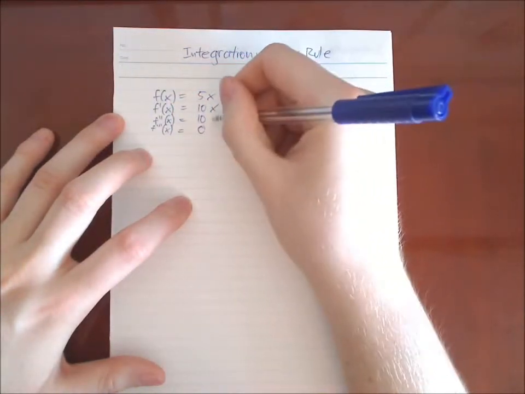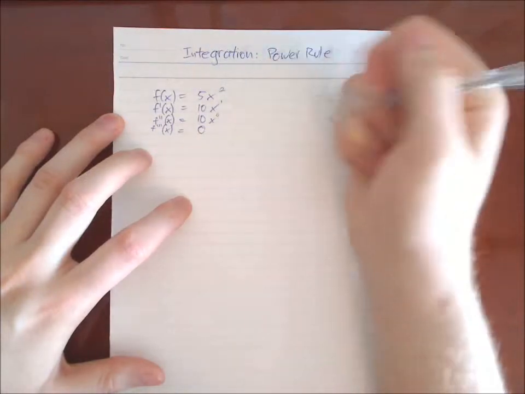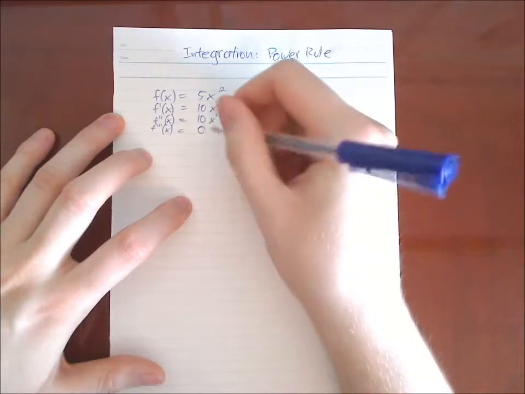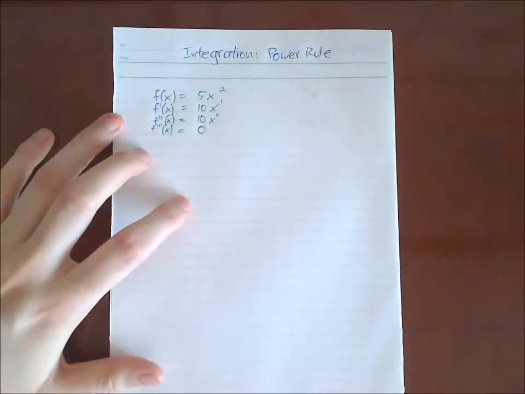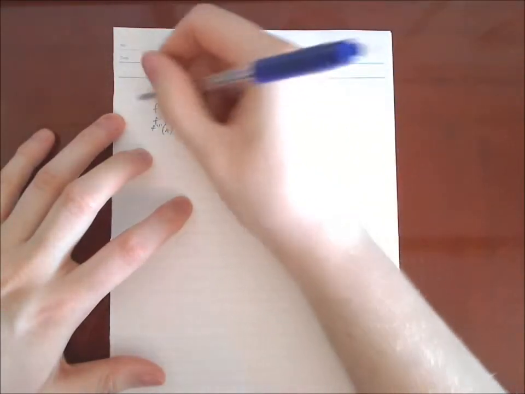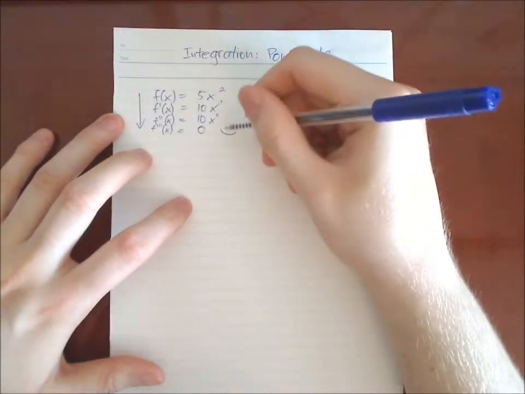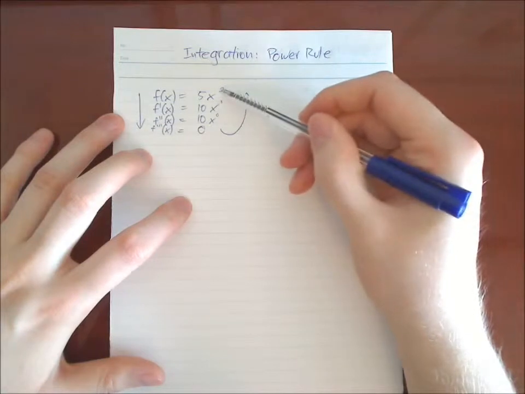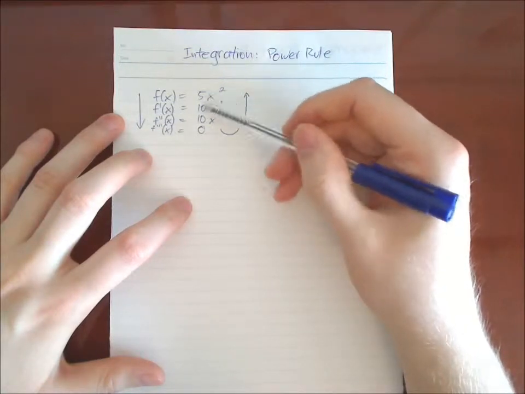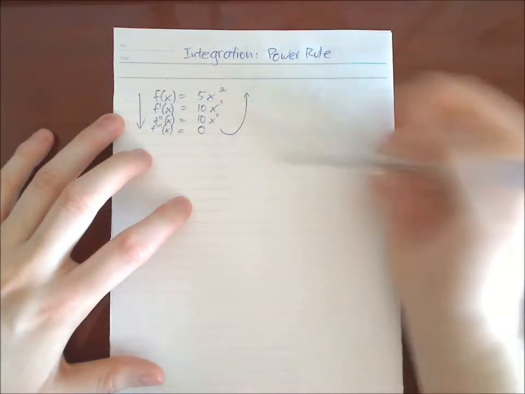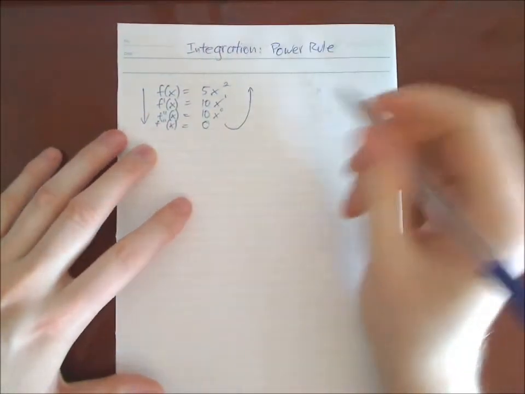So this is how it works. We have x to the power of 1, x to the power of 0, and then it just disappears. Then we just end up with 0. So the thing is, differentiation goes this way, and integration is exactly the other way around. So we have to increase the power by 1, and we have to divide by the new power. So this is how it works, nothing more.